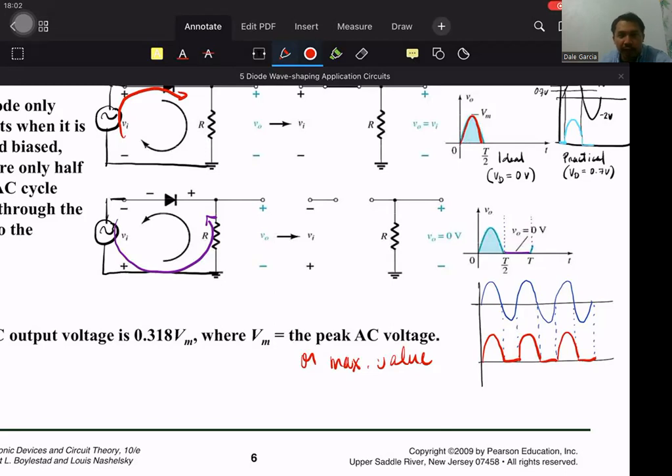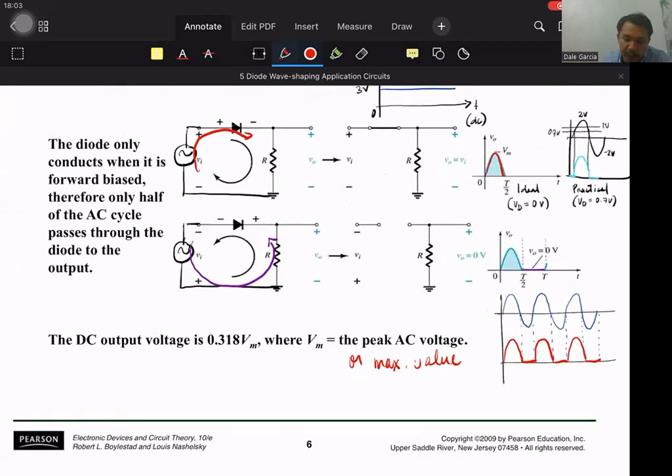So, if you have heard of devices such as an AC to DC converter, rectification is the first step. That's not the only step, of course, but that's the first step towards converting an AC signal to a DC signal. Okay.